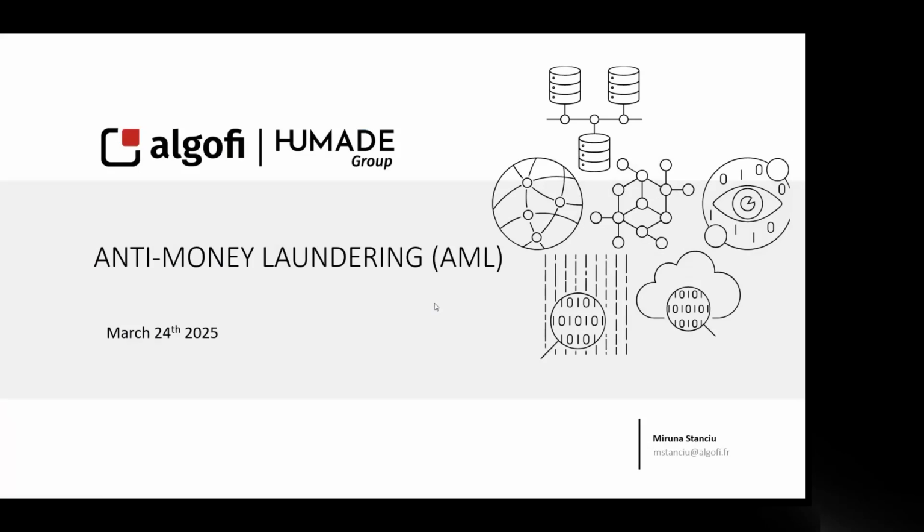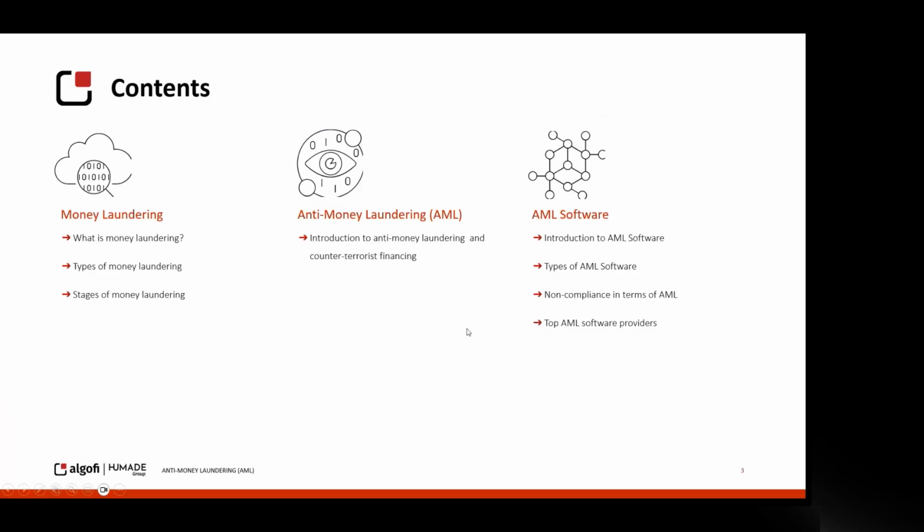So this speed learning, the topic is anti-money laundering. And as for the context, we are going to focus on three main parts. First, we will have a part about money laundering: what is money laundering, types of money laundering, stages of money laundering.